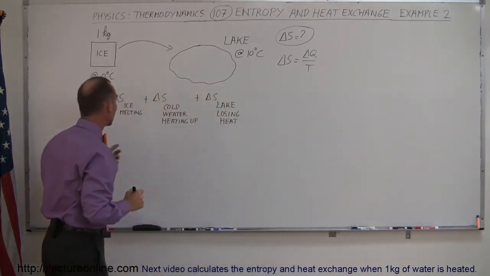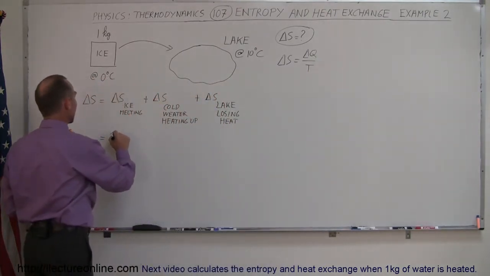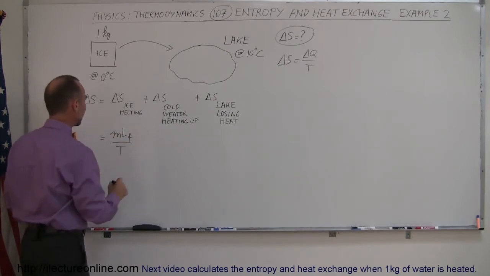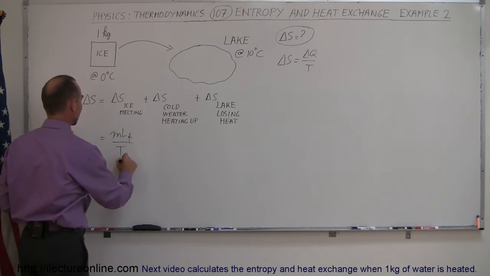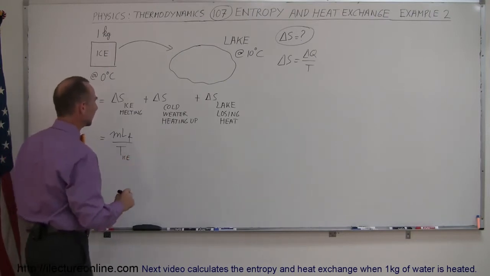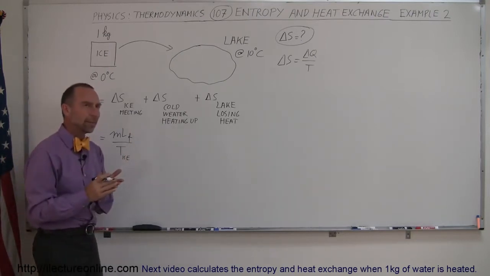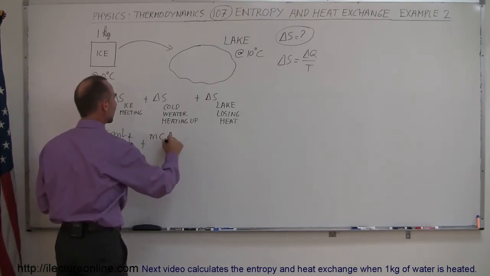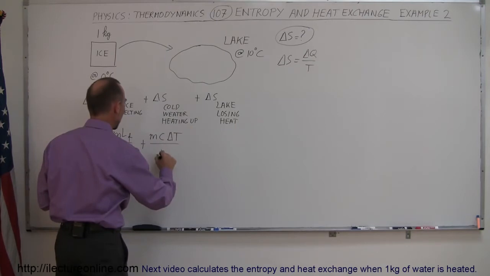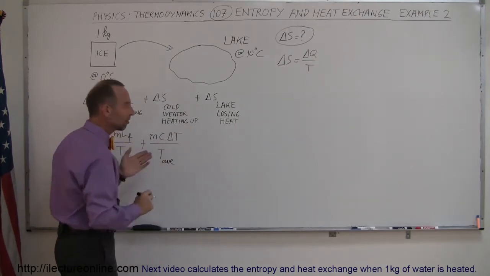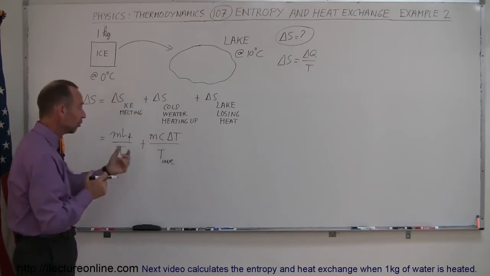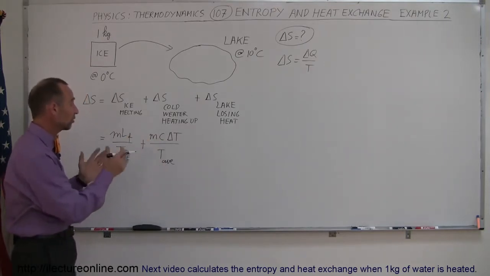So in this case, the change in heat for the ice melting is going to be m times the latent heat of fusion divided by the temperature at which this happened. So that would be the temperature of the ice. All right, then the cold water heats up. So now we can say that it receives heat of the amount of mc delta T divided by the average temperature, because now we can see that it starts at 0 degrees and it rises up to 10 degrees centigrade, so we can take the average temperature of the water as it heats up.